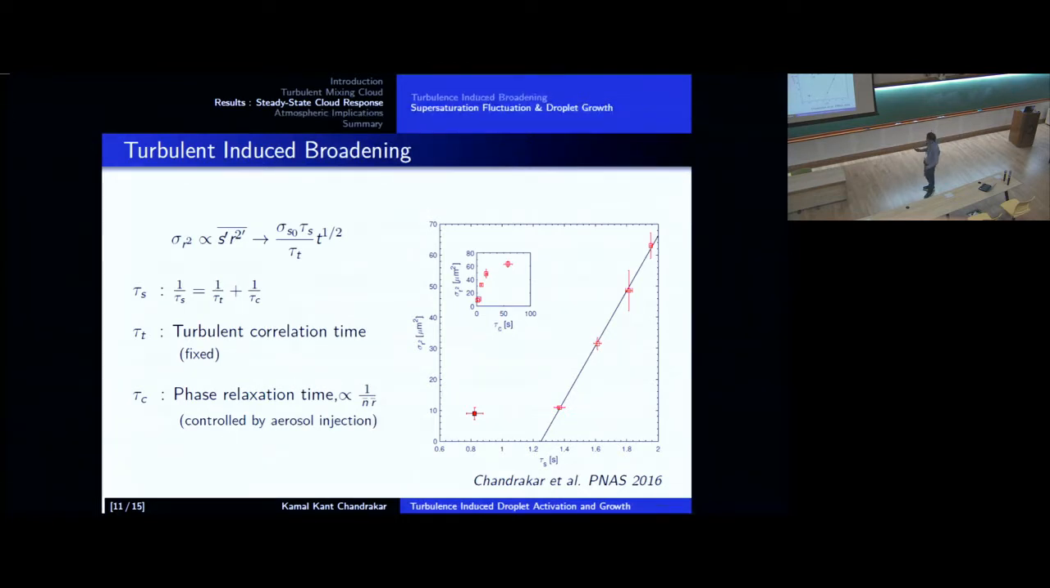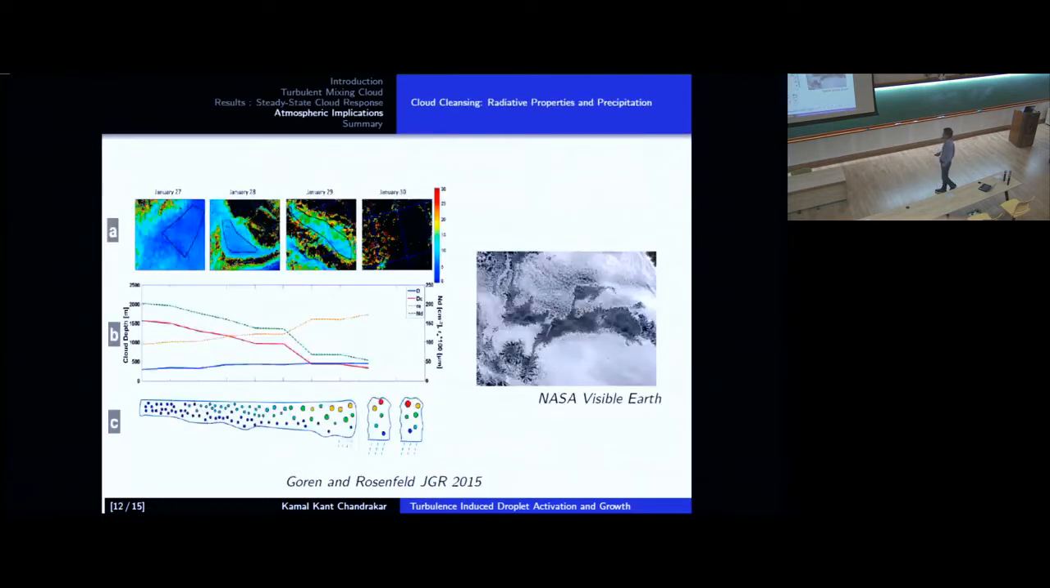Here there's just one point, but in the current experiment, we actually explored some more points here, which confirm our theory. So this confirmed our theory that this supersaturation fluctuation is affecting the broadening of the droplet size distribution. So, okay, we observed this in our lab.